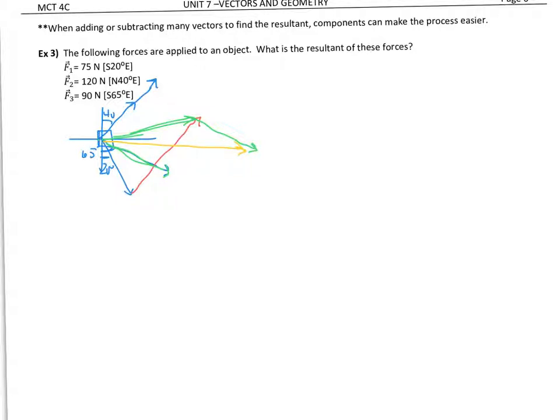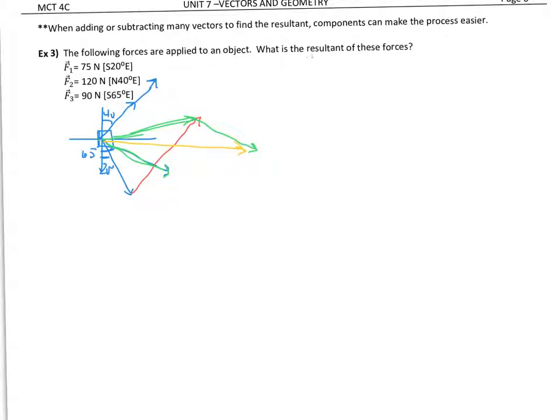So what I suggest doing, or what we're going to do, is take each of these vectors and express them as their horizontal and vertical components. And then all we need to do is add them all together. So all the horizontal components get added together and all the vertical components get added together. But to do that, we're going to talk a little bit about the fact that if we're moving to the left, it would be a negative direction.